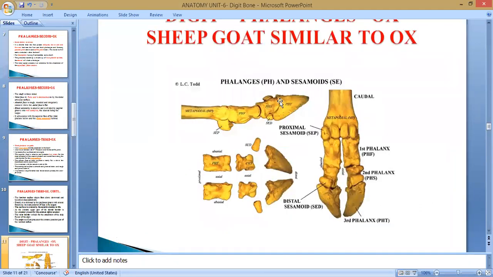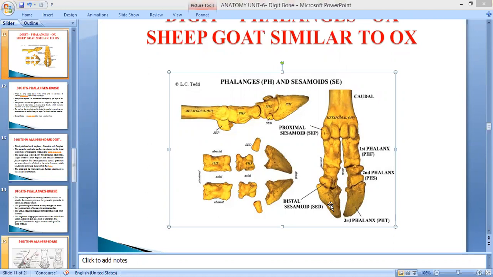This is the superficial surface from here to here, and below that this is the solar surface. This is the interdigital surface, meaning two digits come in contact with each other. This is the superior surface from here to here. Behind that, this one is the solar surface. And one is the angle, from here to here, this is considered the angle.